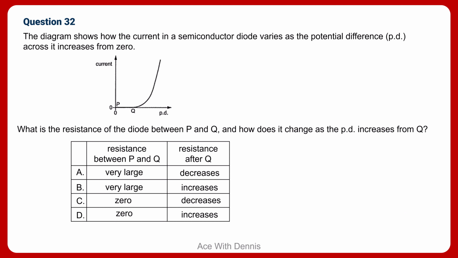The answer is A. Resistance between P and Q is very large and resistance after Q decreases. Notice that this graph is a current versus PD graph, so the gradient is telling us the inverse of the resistance. As you can see, between P and Q it is a horizontal line, which means that the resistance is very large. After Q, when we increase the potential difference a little bit, the current can flow a lot. So this tells us that the resistance is very low after Q, and between P and Q the resistance is very large.